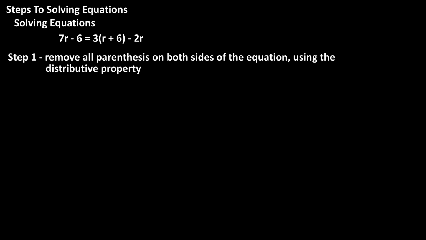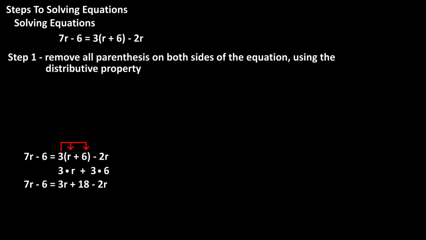Step 1 is to remove all parentheses on both sides of the equation by using the distributive property. For instance, in our equation, in parentheses, we have r plus 6. To remove the parentheses, we can use the distributive property to distribute the 3 to the terms in the parentheses. And doing that, we have 3 times r, which is 3r, and 3 times 6, which is 18. So this gives us a new equation of 7r minus 6 equals 3r plus 18 minus 2r.